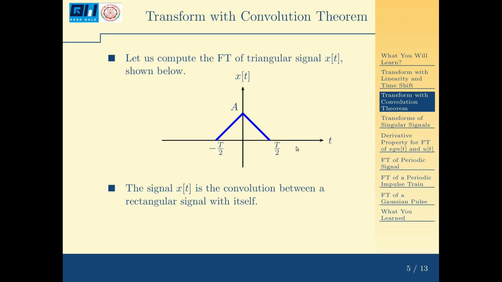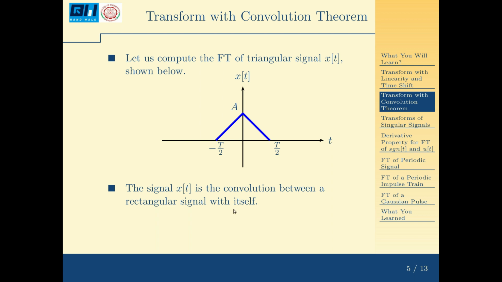Now let us compute the transform of a triangular signal with the convolution theorem. In the previous sessions we saw that a convolution in the time domain appears as a multiplication in the frequency domain. So let us use this convolution theorem to compute the Fourier transform of this triangular signal. This triangular signal is 0 outside the interval minus T/2 to T/2. Inside the interval it is a linear function like this. From minus T/2 to 0 it is increasing, and from 0 to T/2 it is decreasing.